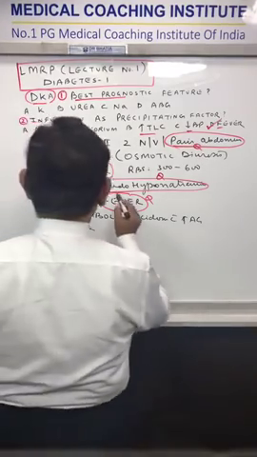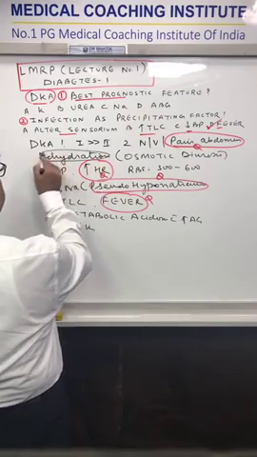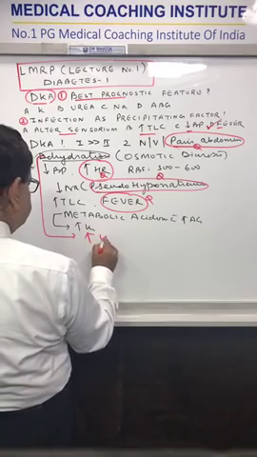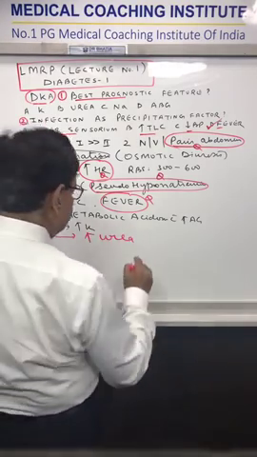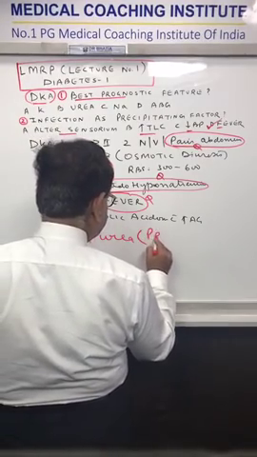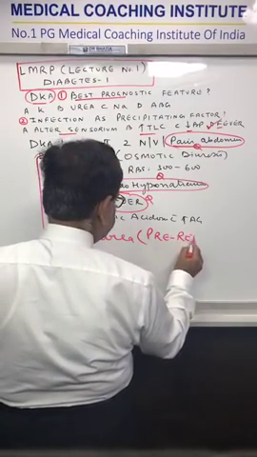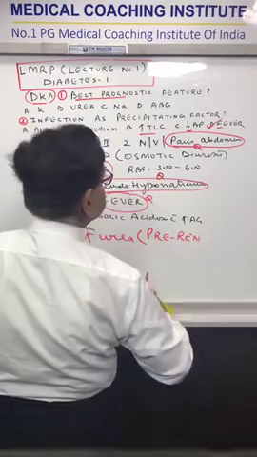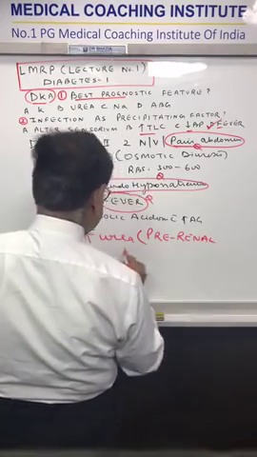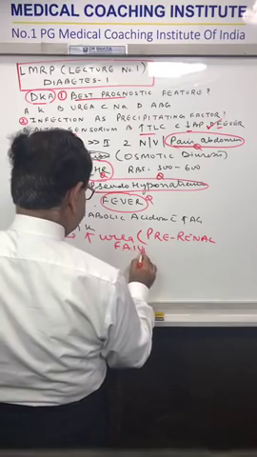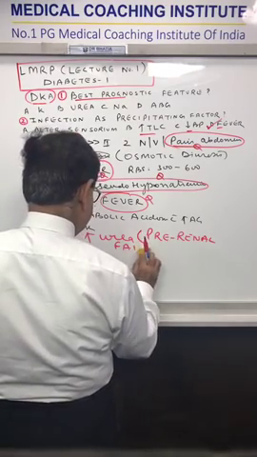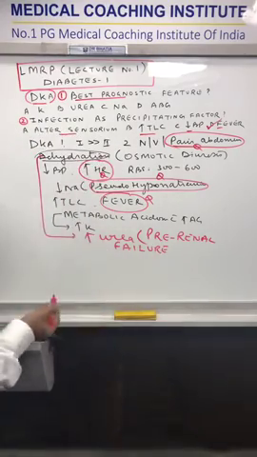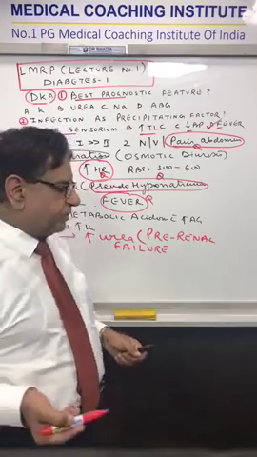And due to marked dehydration, the patient gets increased blood urea. You can say it's a developed type of pre-renal failure. Pre-renal failure occurs, with marked increase in blood urea.